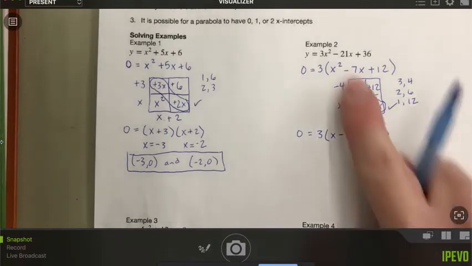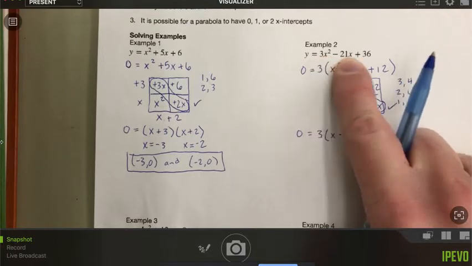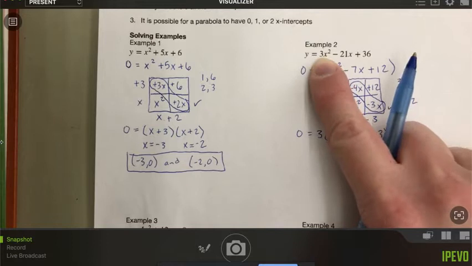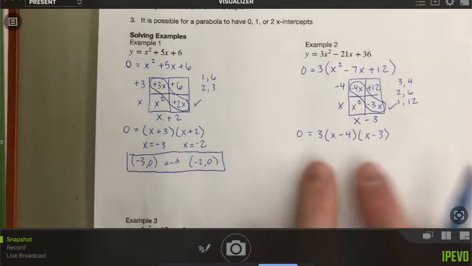So just a quick reminder, remember, if the number in front of x squared is not 1, see if you can simplify the quadratic by dividing them all by the same number. If they are all divisible, then you can make it simplified. If not, you got to work with what you got, and we'll talk about that in a minute.